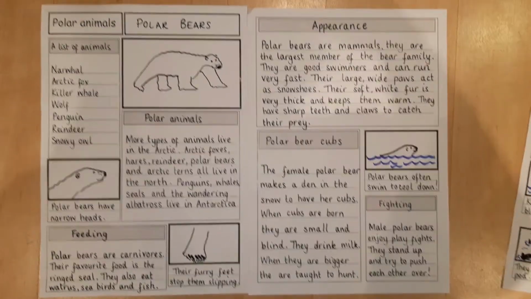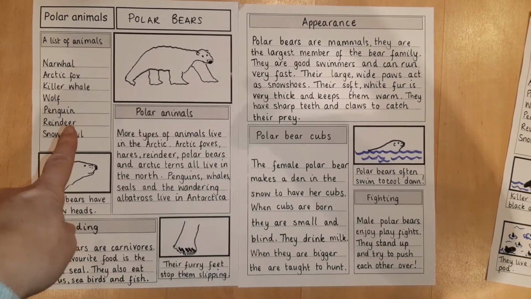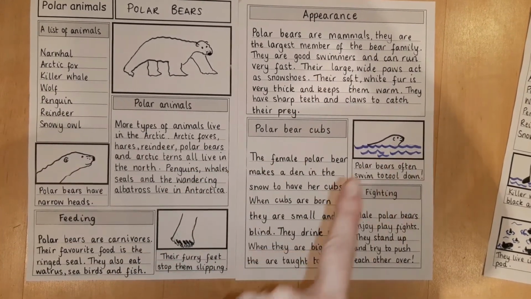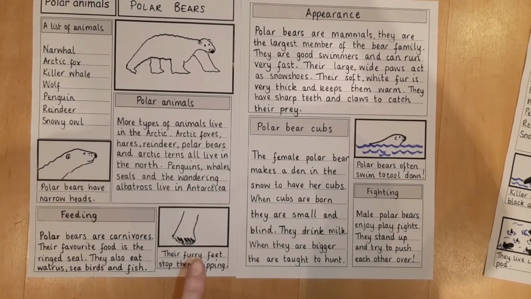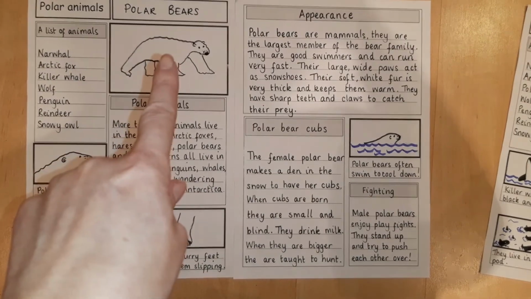So here's my fact file with my different boxes. I've managed to add a list over here. I've got lots of information. I've got some pictures with some captions underneath. And you're going to add some labels too to your bigger picture.